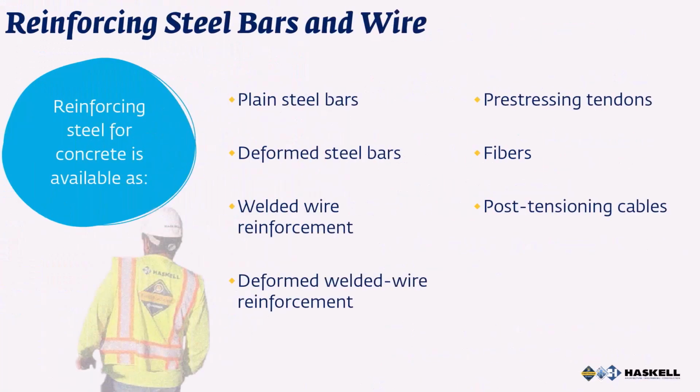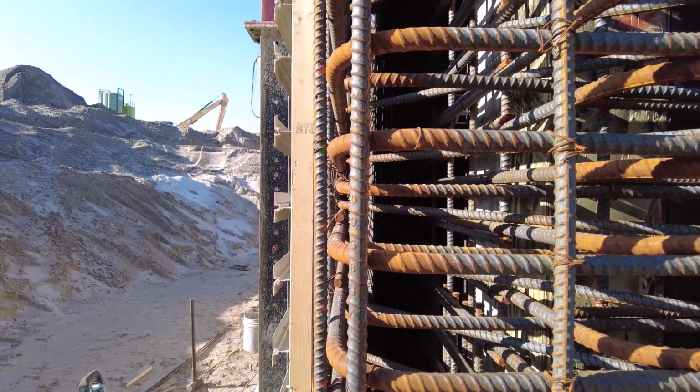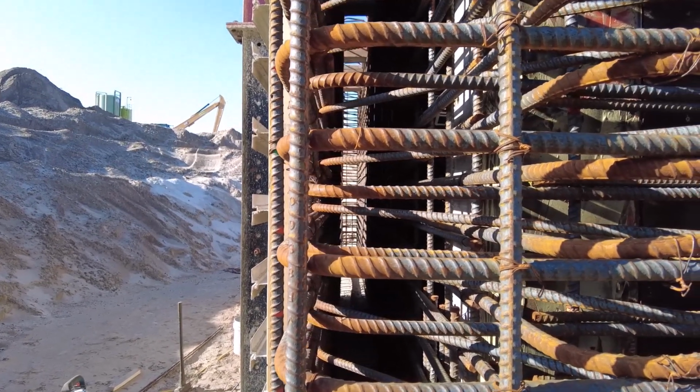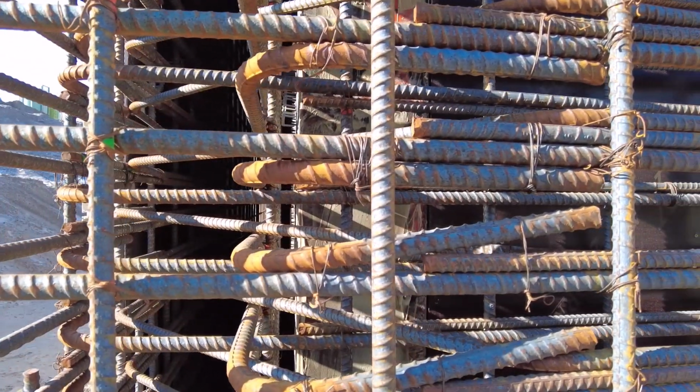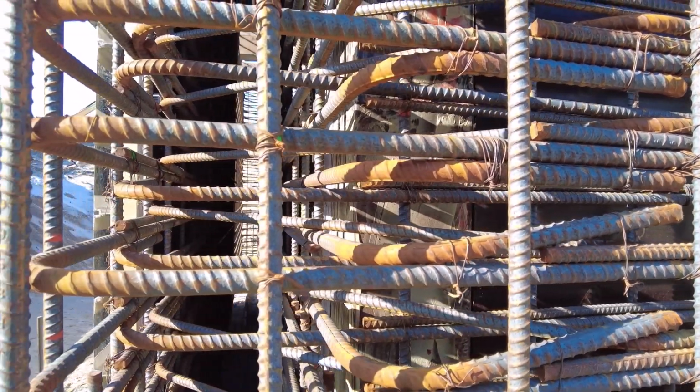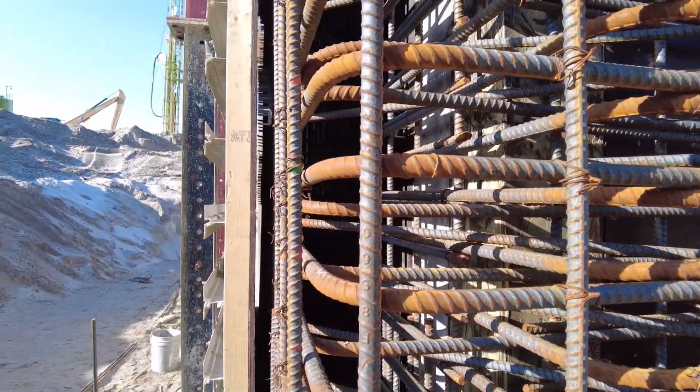Reinforcing steel for concrete is available as plain steel bars, deformed steel bars, welded wire reinforcement, deformed welded wire reinforcement, pre-stressing tendons, and post-tensioning cable. The most used steel reinforcement types are deformed bars and post-tensioning cables. Deformed bars are round steel bars with deformations that are rolled onto the surface of the reinforcing bar. The purpose of the deformations is to create additional surface area for bonding of the concrete and steel.